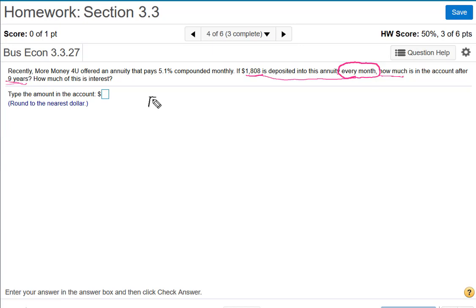So we're looking for FV. The payment is the 1808. This is 1 plus R divided by M. R is the interest rate, 0.051. M is the method of compounding, which is monthly. That's 12. The exponent is the time T, which is 9 years, times the method of compounding, TM, which is 12.